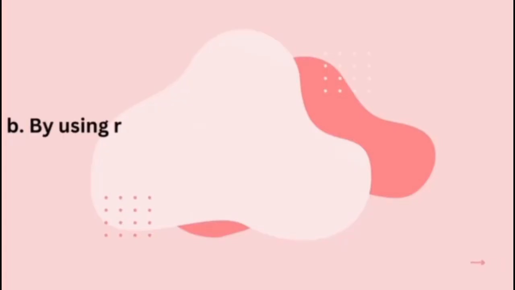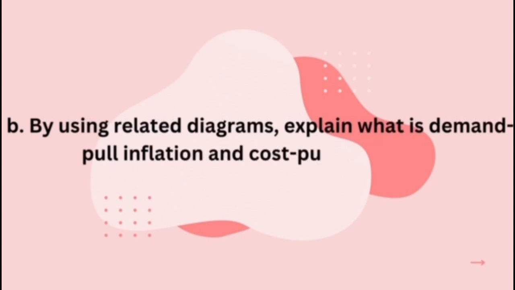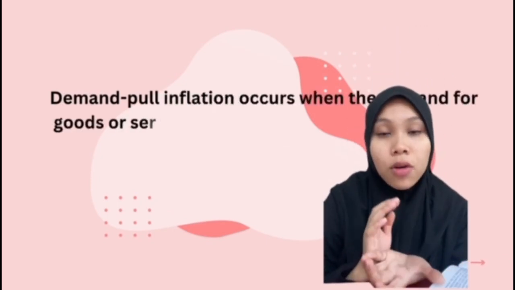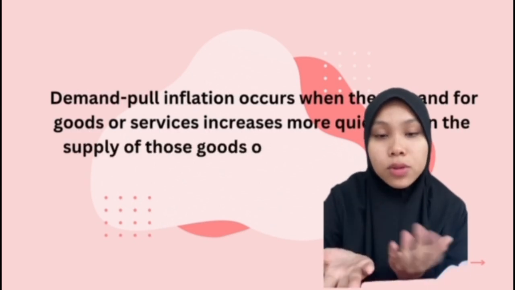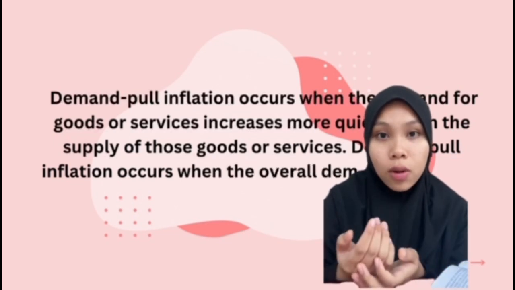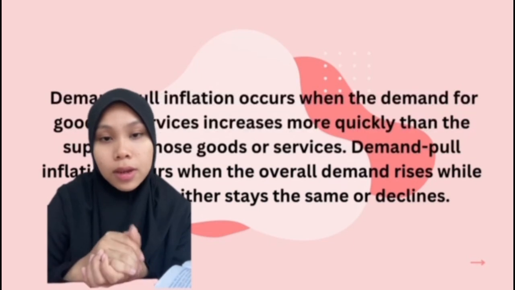Using related diagrams, explain what is demand pull inflation and cost push inflation. Demand pull inflation occurs when the demand for goods and services increases more quickly than the supply of these goods or services. Demand pull inflation occurs when the overall demand rises while the supply either stays the same or declines.